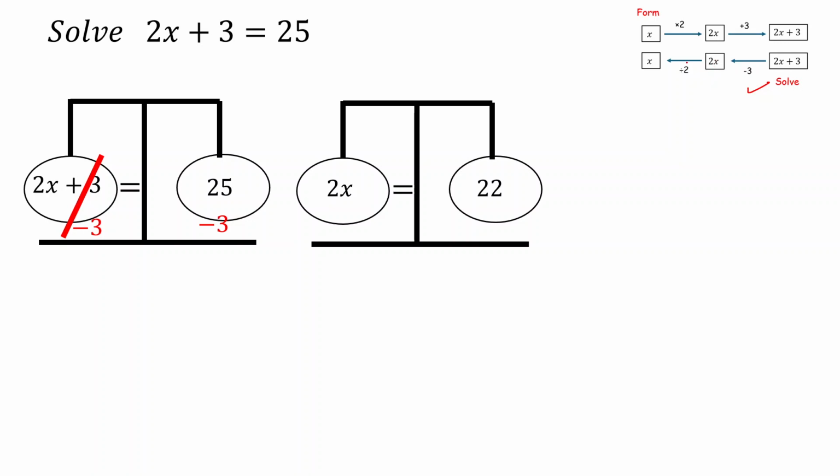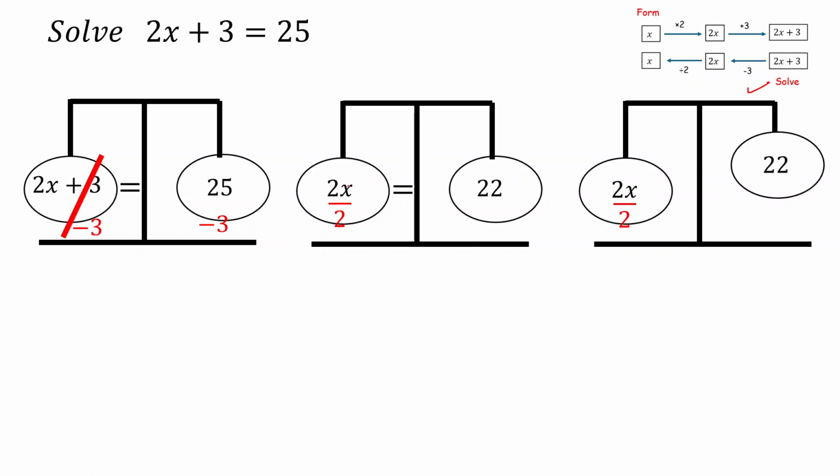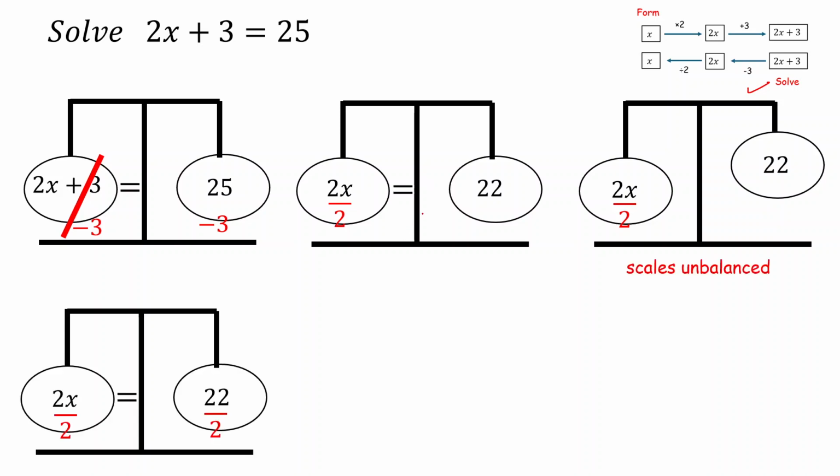I've now got to divide by 2, because the opposite of multiplying by 2 is to divide by 2. So I divide this by 2. But what's going to happen now? Bam, the scales are unbalanced. This is not good. We know you must do the same thing to both sides of the equation to keep it in balance. So I've got to divide the 22 by 2 as well. The whole point of dividing by 2 here was because the inverse of multiplying by 2 is dividing by 2. So it gets you back just to x.